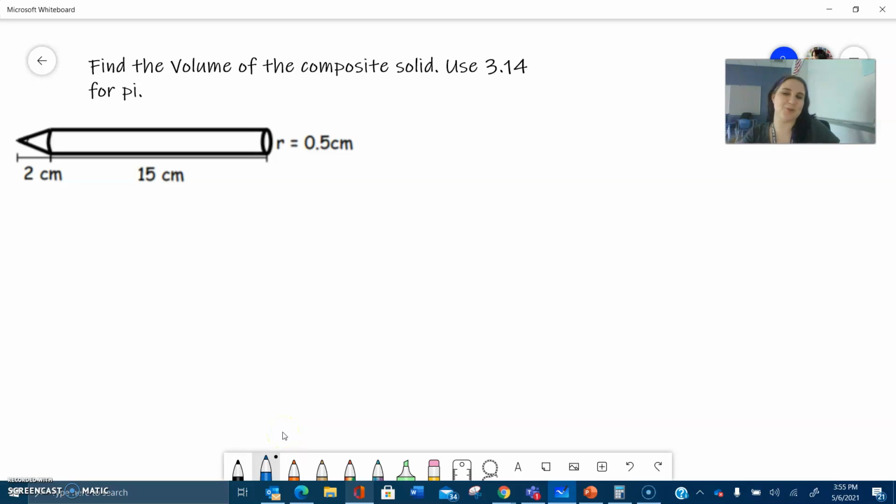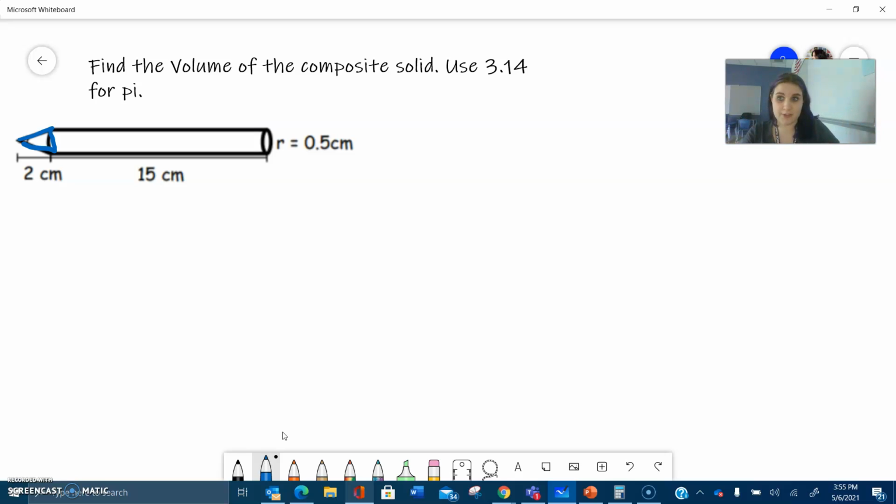In this example, we'll find the volume of this composite solid and use 3.14 for pi. So composite solid just means we have two different solids kind of put together. In this example, it looks like a pencil, and there's a cone and a cylinder. So what we need to do is find the volume of both and then add them together since they are kind of on top of each other.